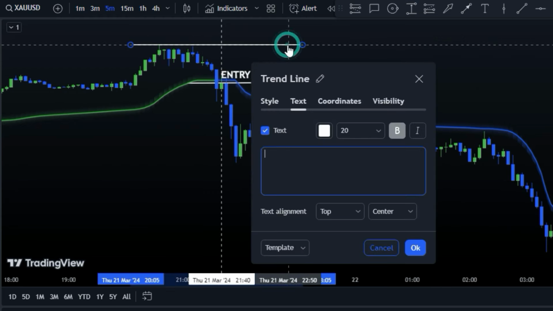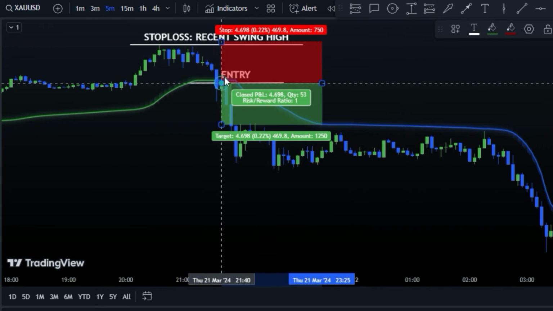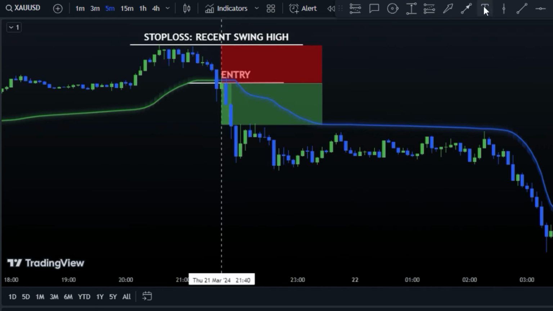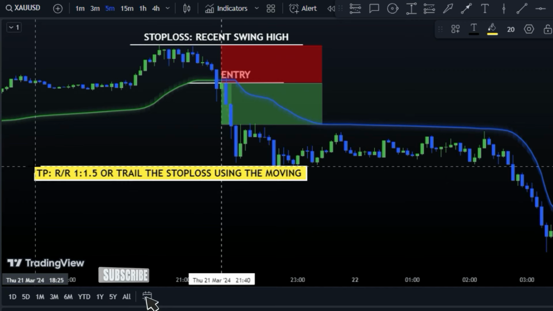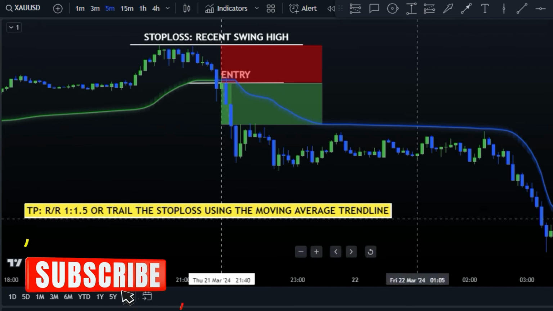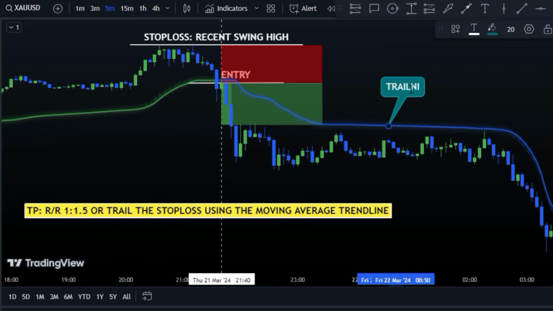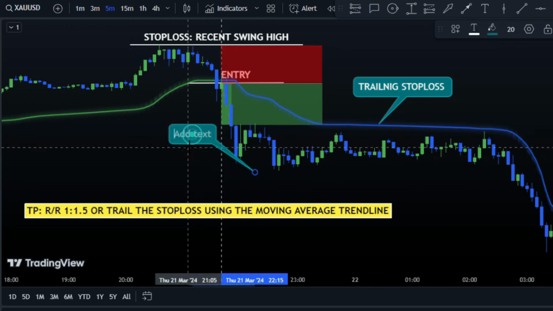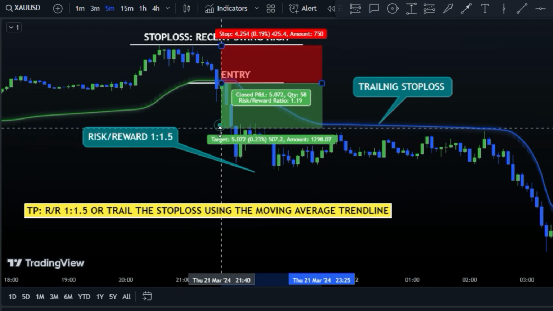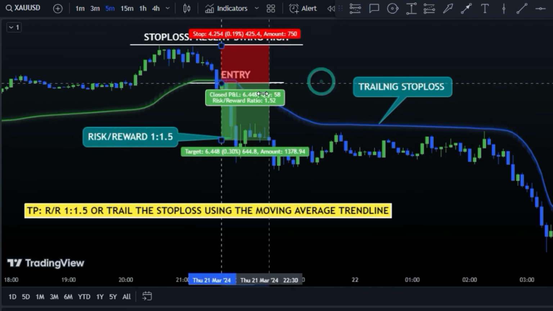Don't forget to set a stop loss above a recent swing high point. This will help secure your profits. And to lock in your gains, you have two options. You can aim for a target that's 1.5 times bigger than the distance between your selling price and the stop loss. Or you can trail the stop loss using the Moving Average Trend Sniper line. Keep moving the stop loss as the price hits the line.